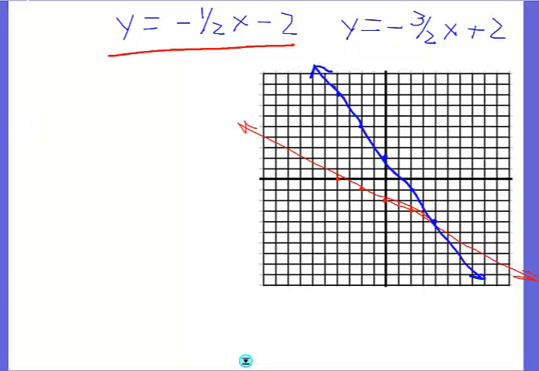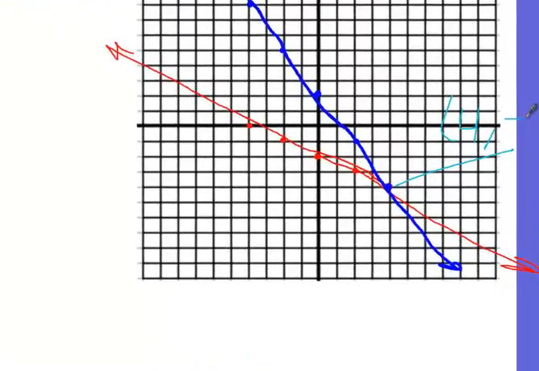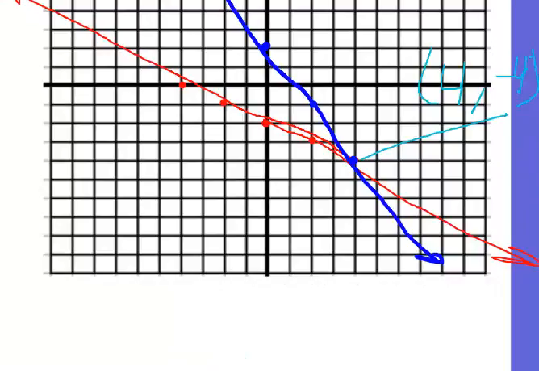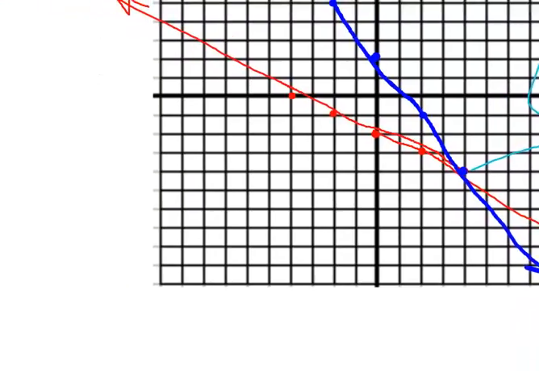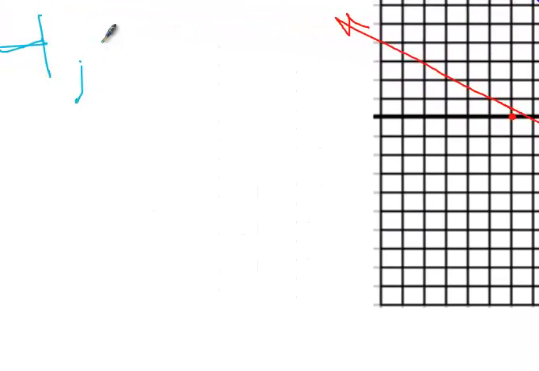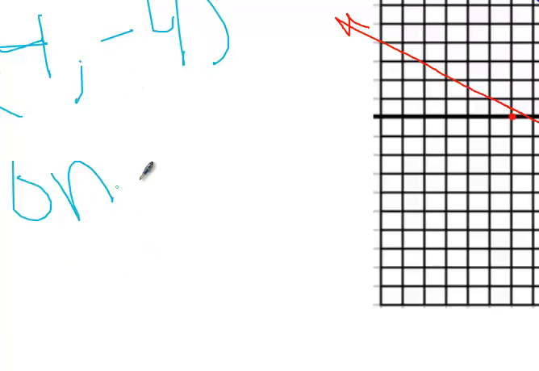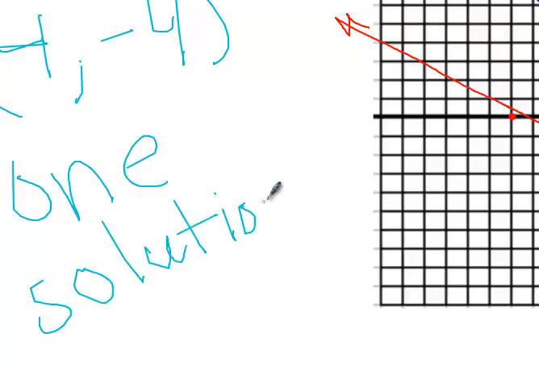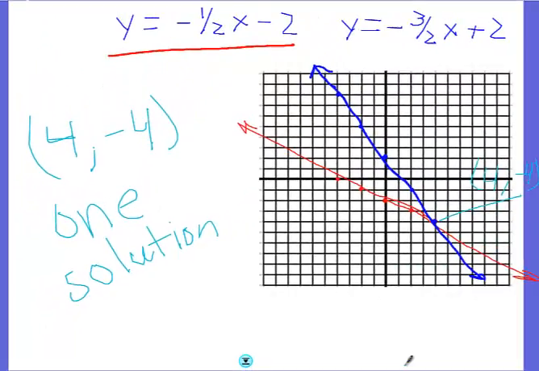All right, and we can see that our solution is this guy right here, which is going to come out to 1, 2, 3, 4, 1, 2, 3, 4. So it's going to be 4, comma, negative 4. Or I'll show you actually. So it's 4, comma, negative 4 is our solution. Again, draw your solution as a coordinate, and that is one solution. All right. And that's that. That's how you solve a system of equations graphically.